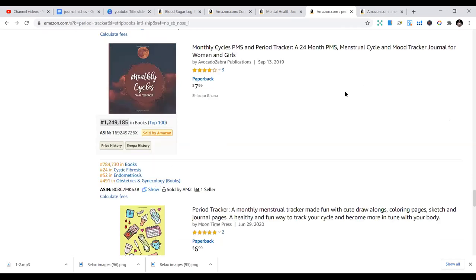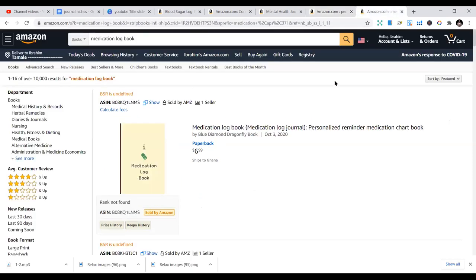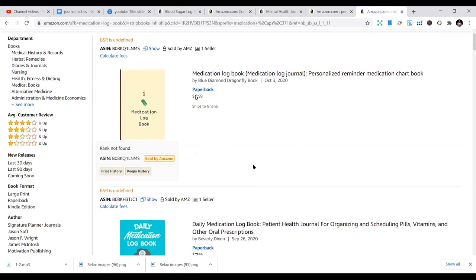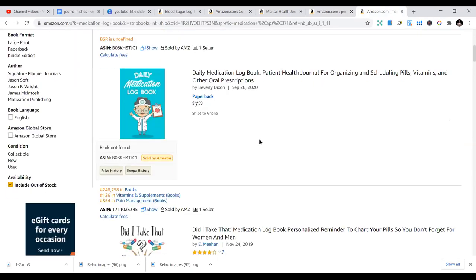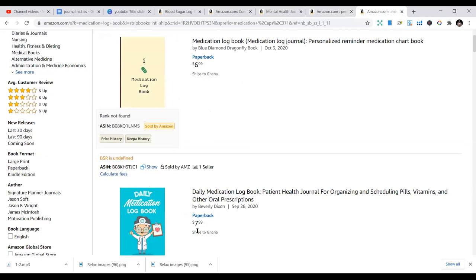So let's go to the next one, the fifth niche, which is the medication logbook. This is a book that you can publish for people who are going through medications and need to track them. So you can do a daily medication logbook. A patient health journal for organizing and scheduling pills, vitamins, and other oral prescriptions. Sometimes it's difficult for myself, if I'm down with malaria, to know at 12 I'm supposed to take this drug or at 4 I'm supposed to take that drug.